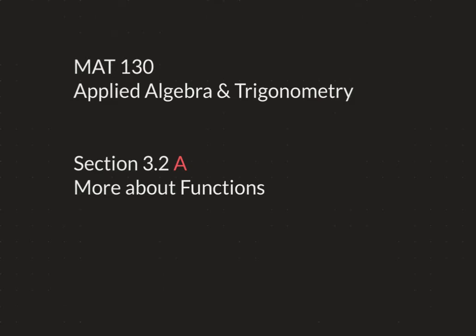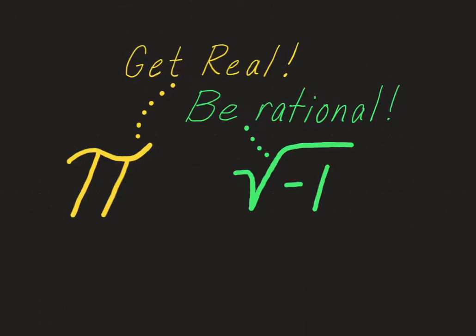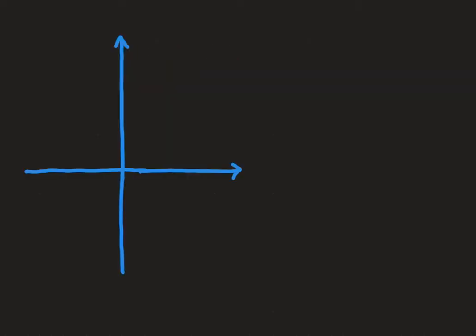Today we're going to talk some more about functions. And in a disturbing sign of the times in our country, mathematics also is divided. But today we are going to get real. For most of the course, we are going to be dealing with real numbers only. And yes, pi is a real number. It's just irrational. Let's talk a little bit more about the Cartesian plane.